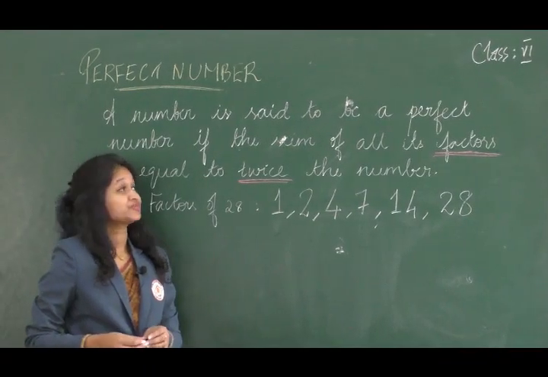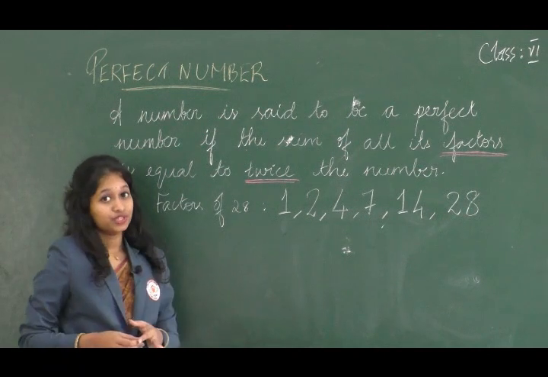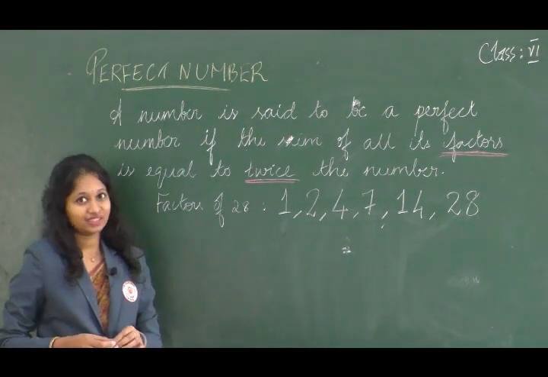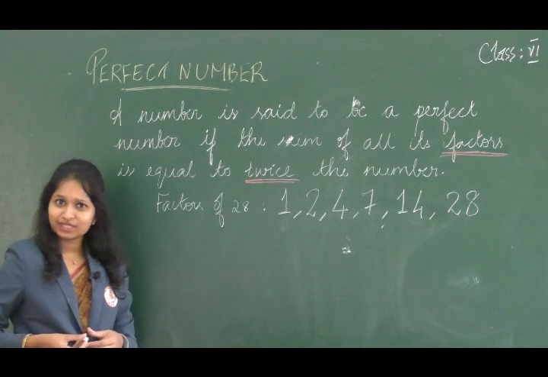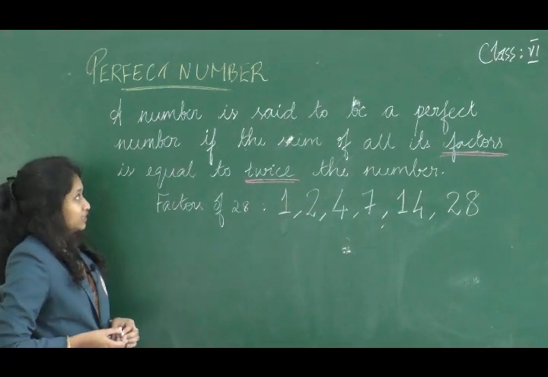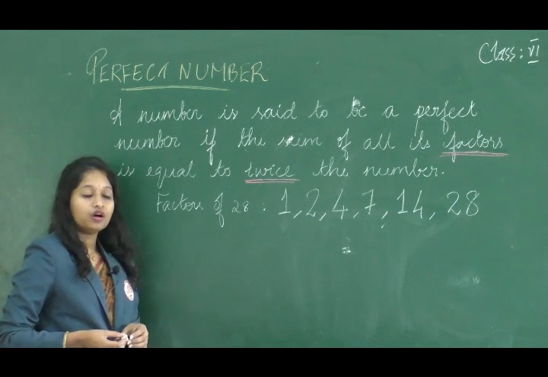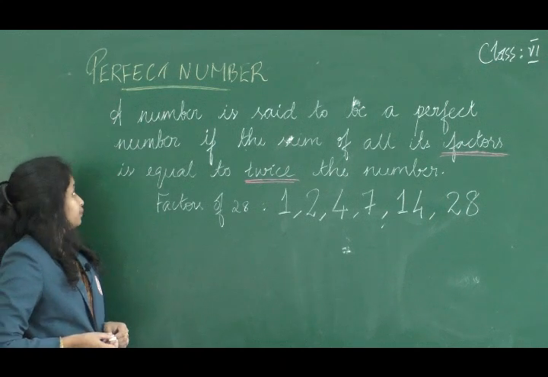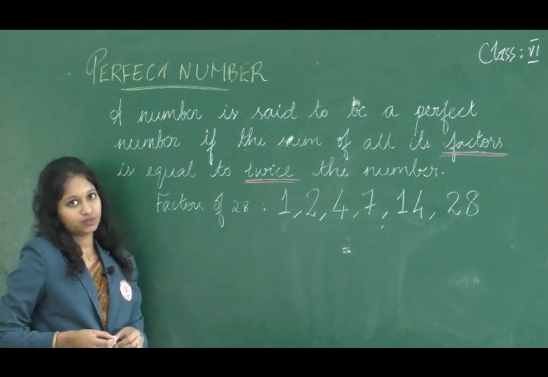So children, let us move on to our next topic, that's perfect numbers. What is a perfect number? A number is said to be a perfect number if the sum of all its factors is equal to twice the number.